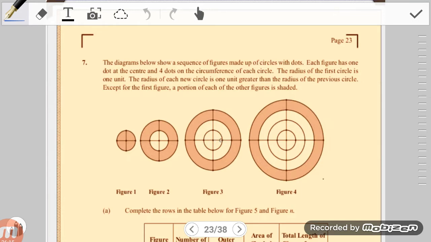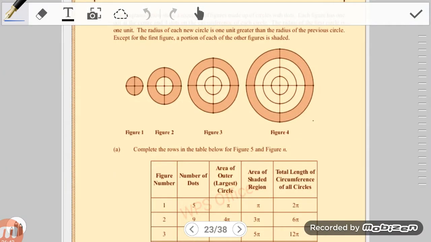So this space here is 1. So this will be 3 units. This will be 4 units. This will be 2 units, 1 unit. The radius of the first circle is 1 unit. The radius of each new circle will be 1 unit greater than the radius of the previous circle. Except for the first figure, a portion of each of the other figures is shaded. So that's fine.